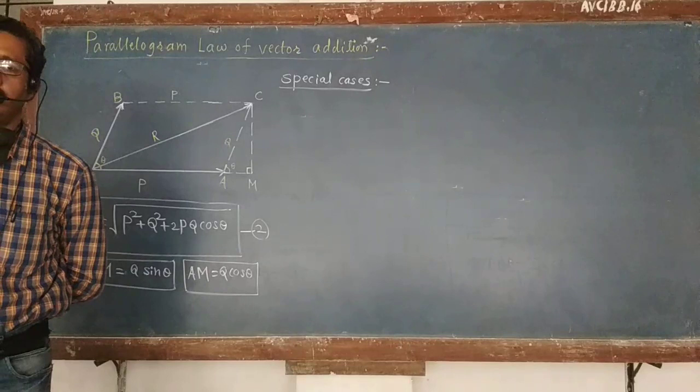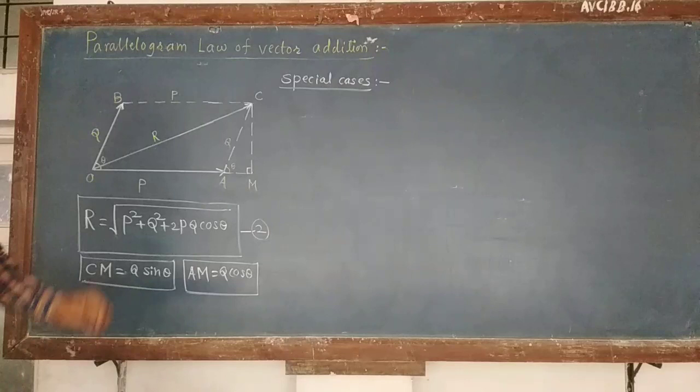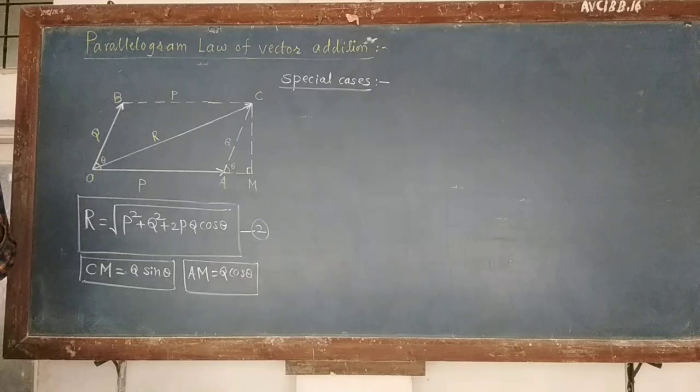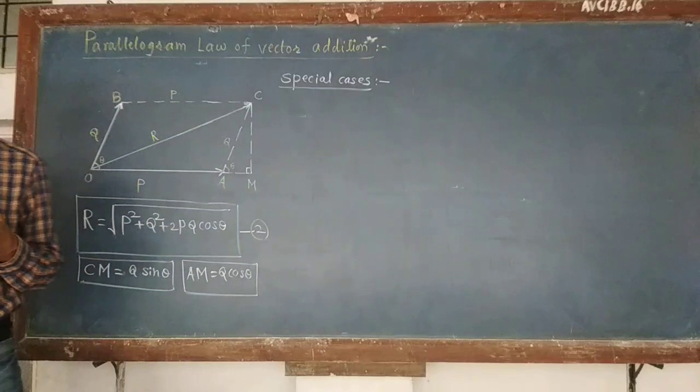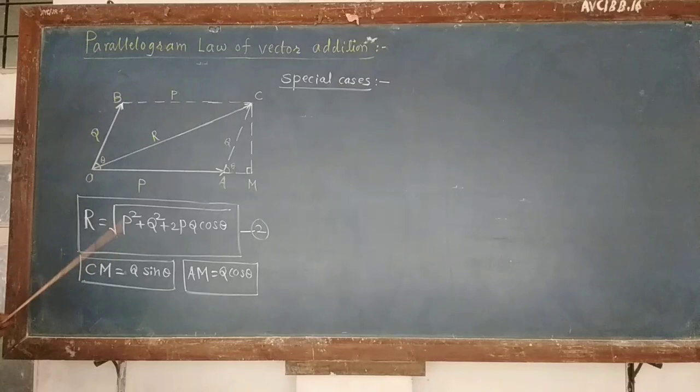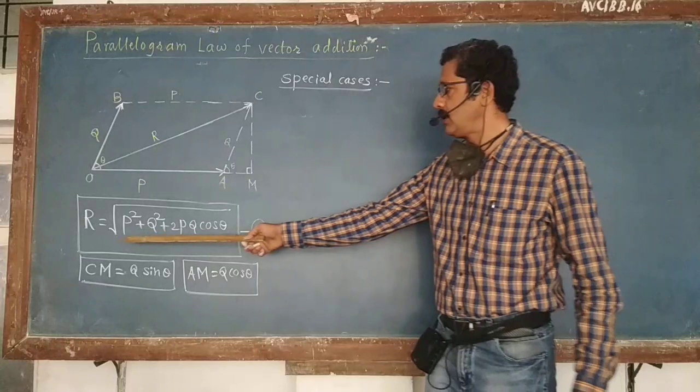What we have studied till now was the proof of the mathematical expression for the magnitude of the resultant of two vectors P and Q which are inclined at some angle theta, and that's called the proof of the parallelogram law of vector addition. The resultant is given by R equal to root of P squared plus Q squared plus 2PQ cos of theta.